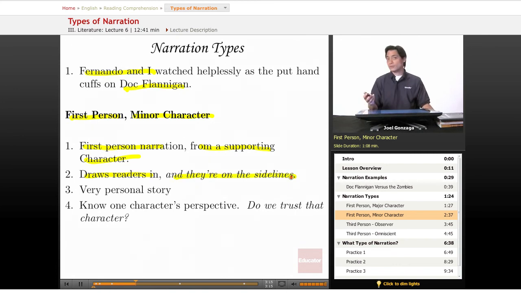A good way to think about this is imagine you're watching Star Wars Episode 4, and the only things you ever see happen are from the perspective of C-3PO. Again, very personal story. Just like with first-person major character, we have to ask ourselves, do we trust this character? Are they giving us the best interpretation of these events? Are they hiding things from us, or are they lying?